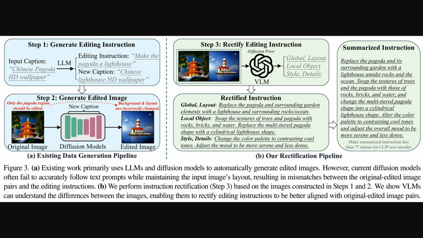Alright, so Figure 3 really gets into the nitty-gritty of how these instructions are improved. On the left, in Panel A, we see the typical existing data generation pipeline. It starts with an input caption, uses a large language model, or LLM, which is an AI trained on massive text datasets to understand and generate language, to create an editing instruction. Then, diffusion models attempt the edit, but as you can see, often the background and layout get unintentionally changed. Panel B then shows their rectification pipeline, using the original and edited images, along with those diffusion priors we talked about, to guide a vision language model in creating a much more accurate, rectified instruction.